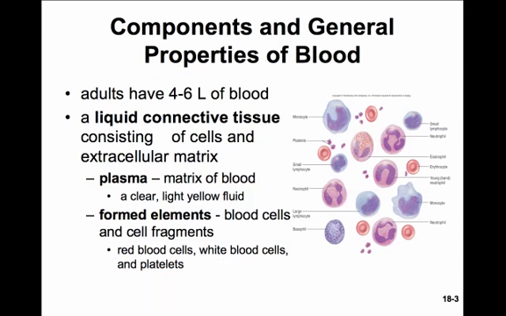The average adult has 4 to 6 liters of blood. Blood is a liquid connective tissue. It consists of cells and extracellular matrix. Plasma is the matrix of the blood. It's a clear, light yellow fluid. It also contains formed elements. The formed elements are the blood cells and cell fragments, so red blood cells, white blood cells, and platelets, which are just fragments of cells.